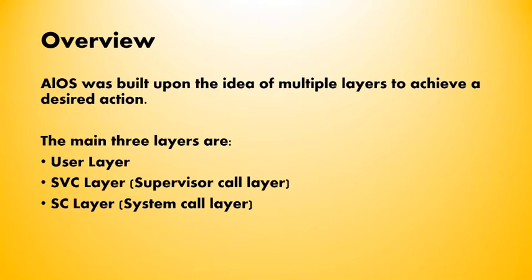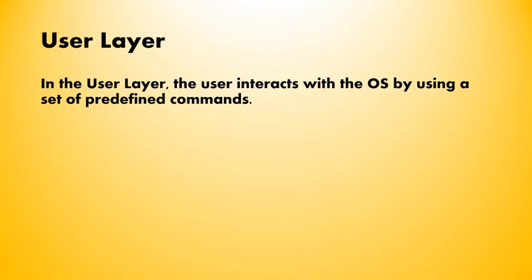The main three layers in my OS are the user layer, the supervisor layer, and the system layer. Each layer has its own functionality. So the first layer that we have is the user layer. In the user layer, the user interacts with the OS by invoking a set of predefined commands.